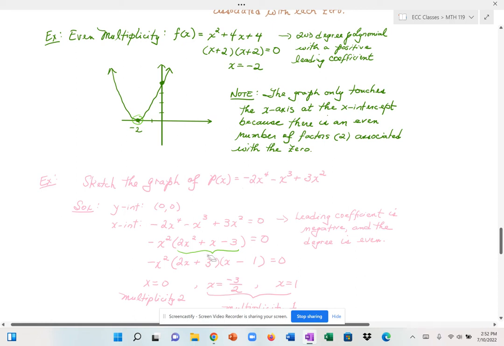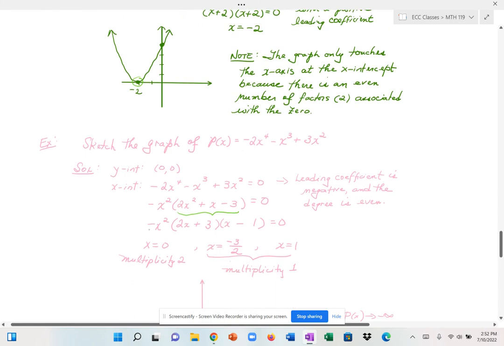That means I'm going to get 3 unique solutions. So I have, this one works out to be x equal to 0, but this one has a multiplicity of 2 because of that exponent. This one works out to be negative 3 halves, and this one works out to be 1. Those both have a multiplicity of 1 because those factors only show up once.